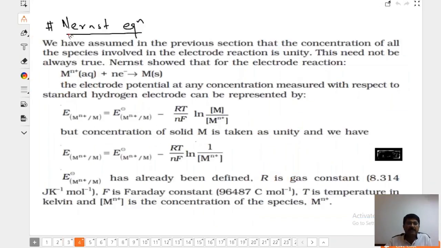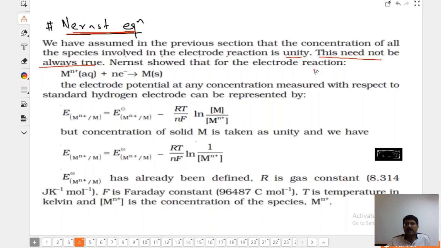So today we are going to move ahead and try the Nernst equation. Nernst equation, N-E-R-N-S-T. We have assumed in the previous section that the concentration of all the species involved in the electrode reaction is unity. If pressure of gas, 1 atmosphere. If concentration, 1 molar. But this need not always be true, and hence the need of the Nernst equation. It will be used when the concentration of electrolyte is other than 1 molar, or the pressure of the gases is other than 1 atmosphere.